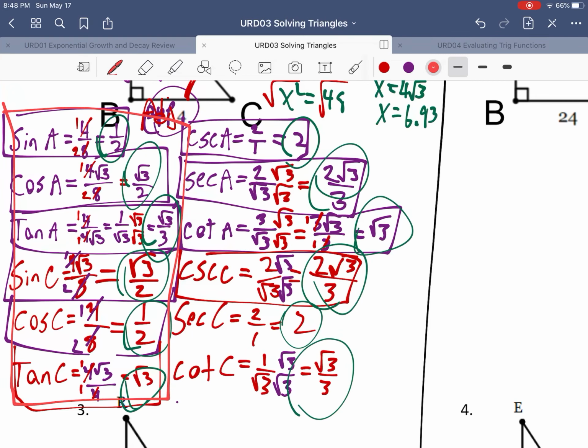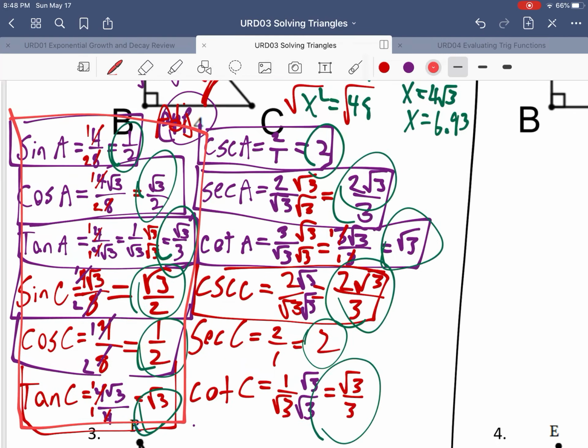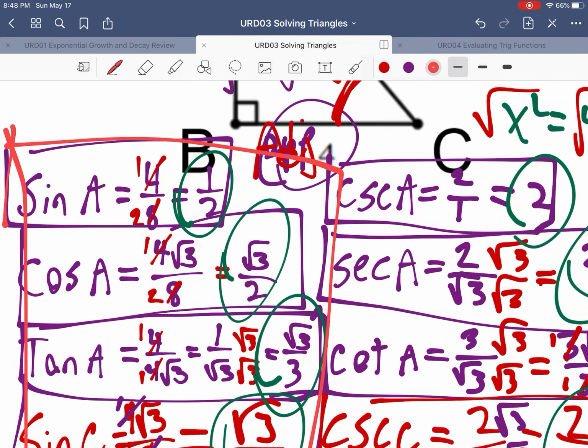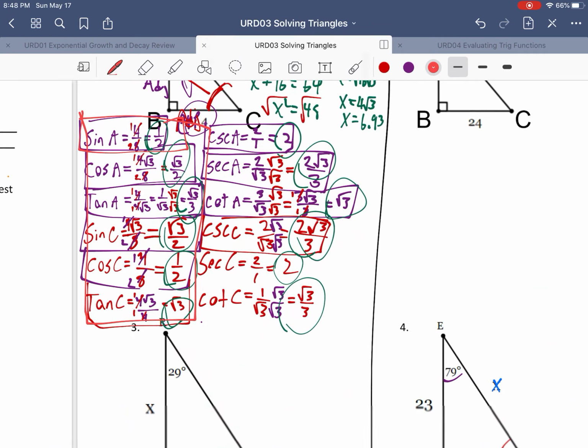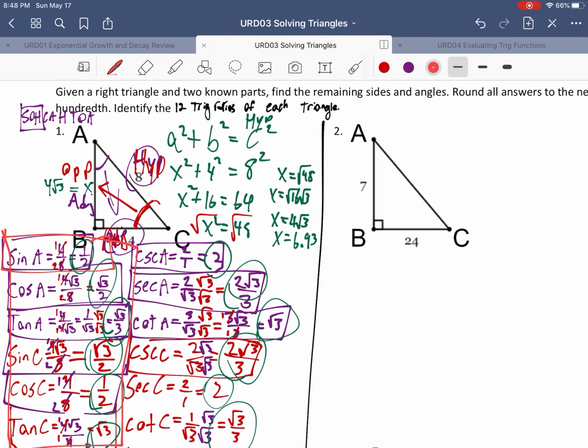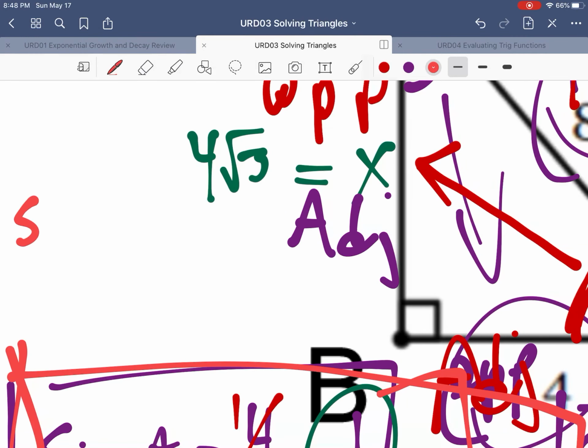Any one of them is fine. Technically, we can also use the reciprocal functions, but they're not going to be as useful. Just for simplicity's sake, I'm going to use sine of A. I'm going to take that equation and write it up here, since I'm running out of space. So the sine of A is equal to 1/2.